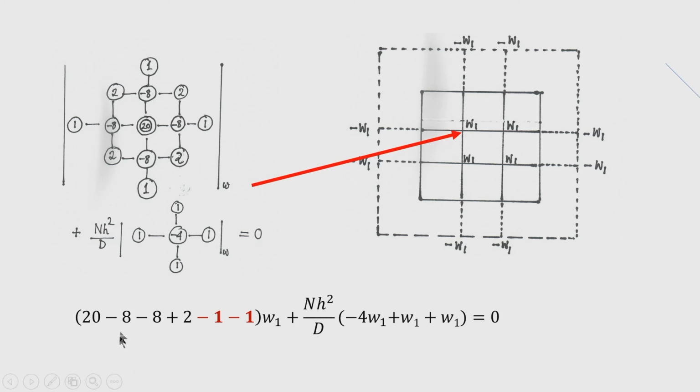So, this is for plate bending, and now for buckling, the axial compression part. If you place this stencil here, you can see the coefficient is -4. So, -4 W1 plus W1 is there. Then plus W1 is there. Other nodes, say these nodes and these nodes, are falling in the boundaries, so therefore they do not appear here. So, the equation for this N square by D, that is the buckling part, is written like that.